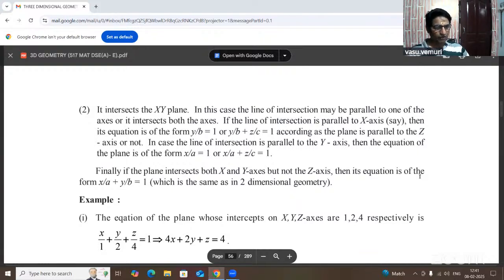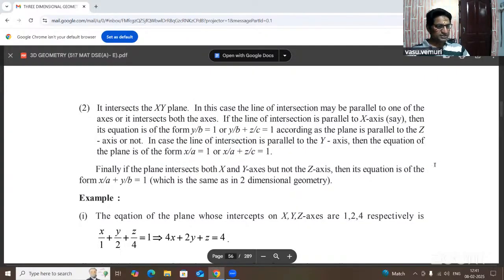Now if the line of intersection is parallel to the x-axis, then the equation of the plane is y by b equal to 1, or y by b plus z by c equal to 1 if the plane is parallel to the z-axis. Now if the intersection is parallel to the y-axis, then the equation of the plane is x by a equal to 1 or x by a plus z by c equal to 1. Now if the plane intersects the x-axis and y-axis but not the z-axis, then the expression is of the form x by a plus y by b equal to 1. That is the two-dimensional geometric expression.